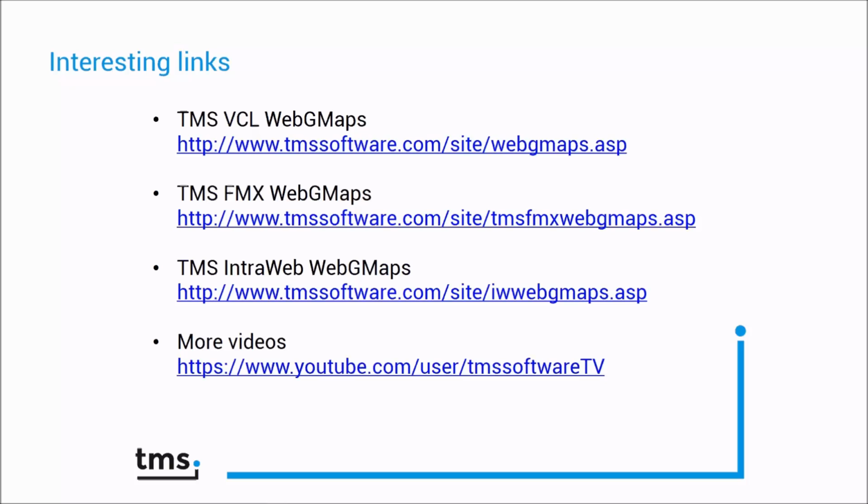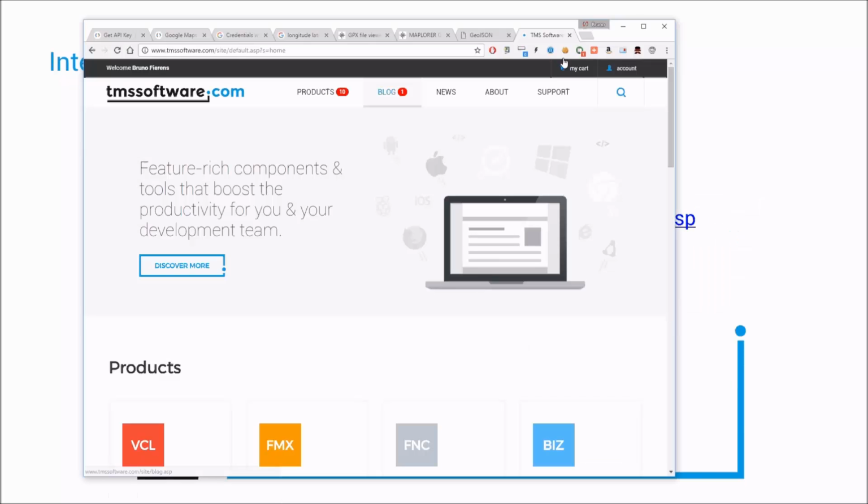all done in a VCL application, but the same could have been done from a FireMonkey application. To round up, some more interesting links: here is the page where you can find our VCL component, the VCL Web Gmaps control. Here you can find the FireMonkey version of our Web Gmaps control, also the IntraWeb version, and finally there is this place where you can find more videos. I will navigate to that page to show you.